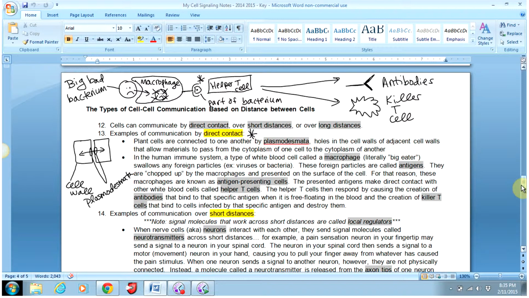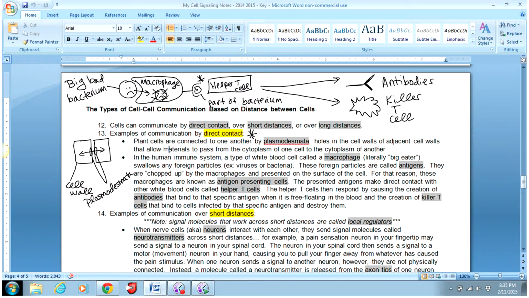An example of cells that are directly contacting one another are plant cells that are squished up next to each other. Here you see the cell walls of adjacent plant cells. And they are connected by plasmodesmata, which are holes in the cell walls of adjacent plant cells. Now, they allow materials to pass from the cytoplasm of one plant cell into the cytoplasm of another. So I just drew a little picture to help me visualize what this was describing. Okay.